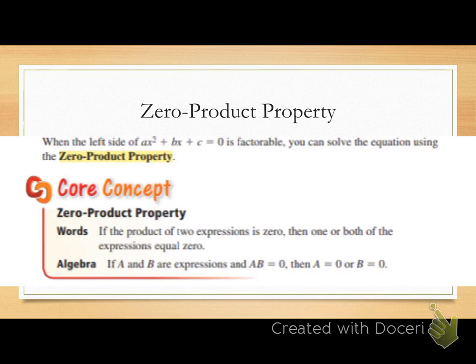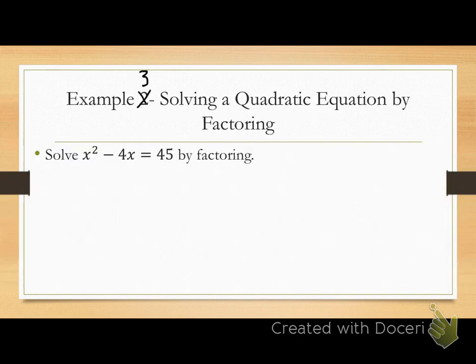That makes sense. We've talked about that before, so hopefully you're remembering this a little bit. Does everyone understand the zero product property? If I have two things being multiplied by each other and they equal 0, I know one or both of them must be 0. Right? Okay.